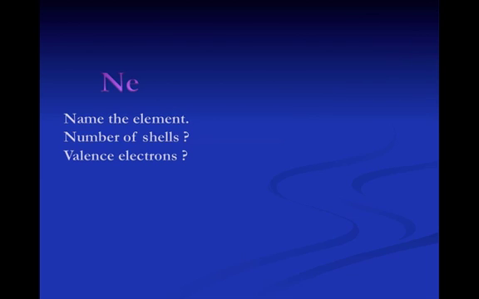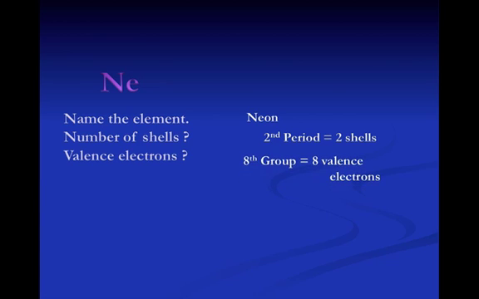What about neon? Find neon on your periodic table. Push pause on the video. See if you can figure out how many shells there are and how many valence electrons, and then push play again when you're ready to go. Neon in the second period has 2 shells. It's in the 8th group, so it has 8 valence electrons.